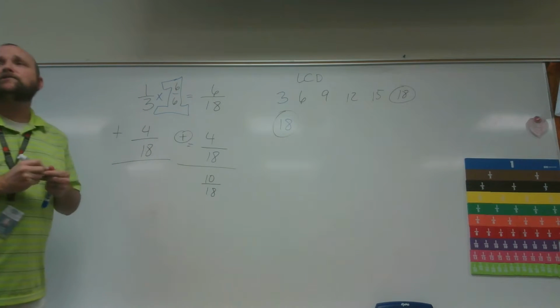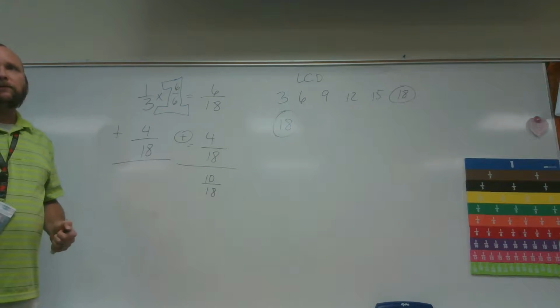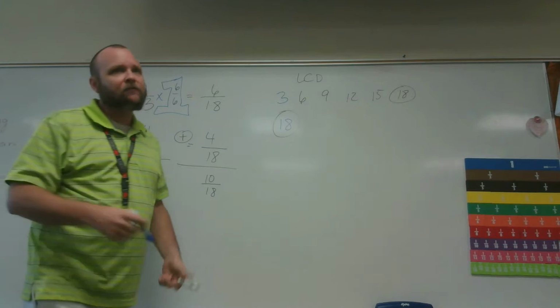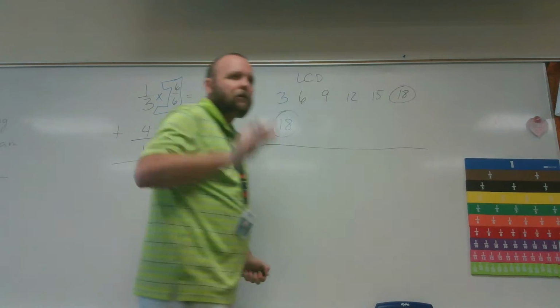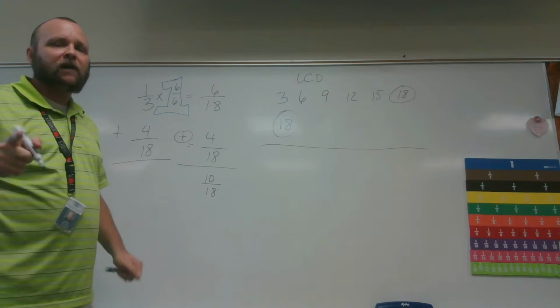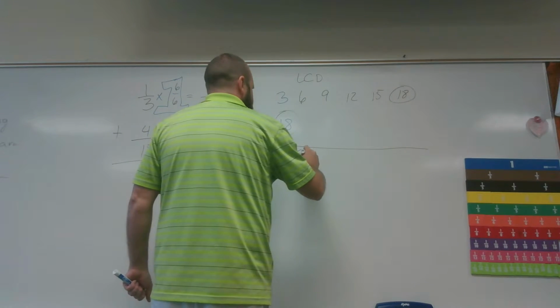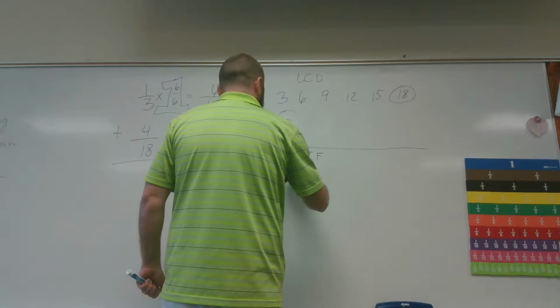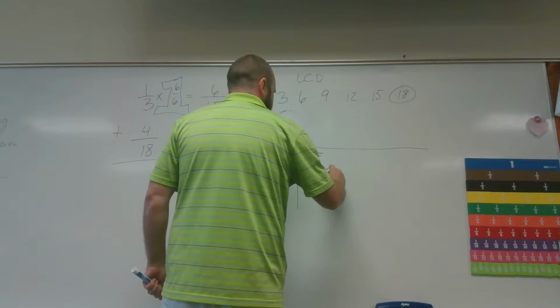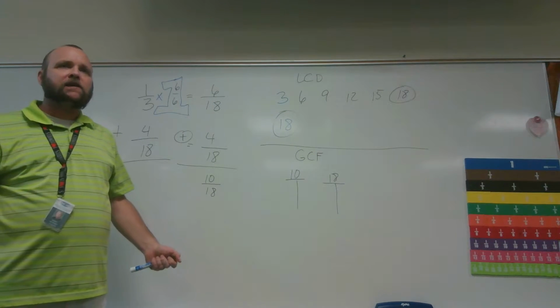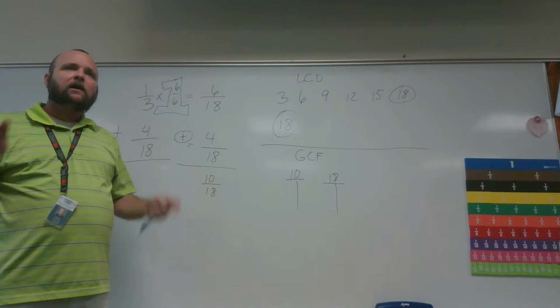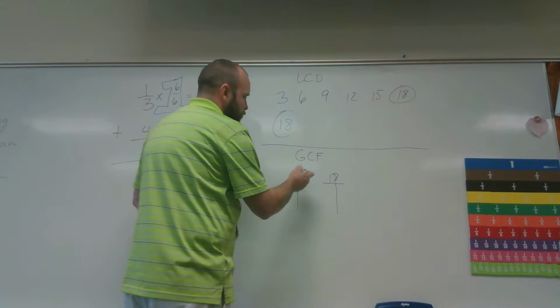But if you left your answer at 10 18ths, it would be wrong, because you have to simplify it. Let me show you how to simplify. To simplify, we find our greatest common factor. Greatest common factor for 10 and 18. So we're listing all our factors for 10 and all our factors for 18. What are our factors for 10?